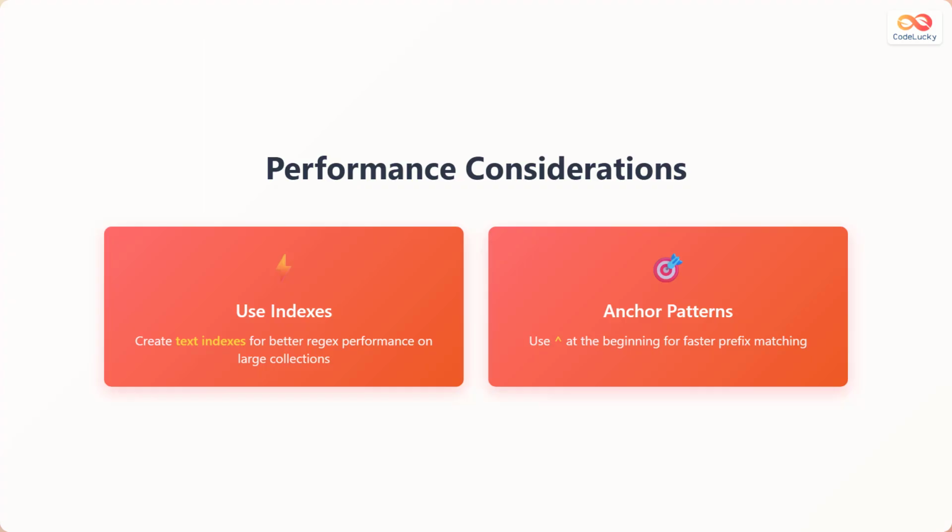When working with regular expressions in MongoDB, it's important to consider performance. For better regular expression performance on large collections, create text indexes. Also, use the caret symbol at the beginning for faster prefix matching.